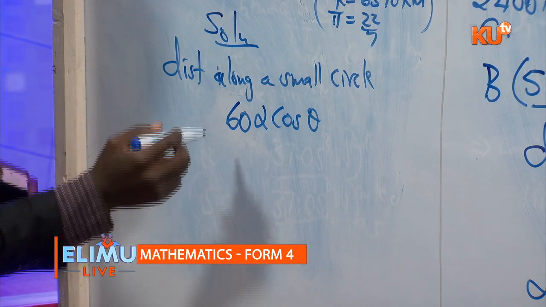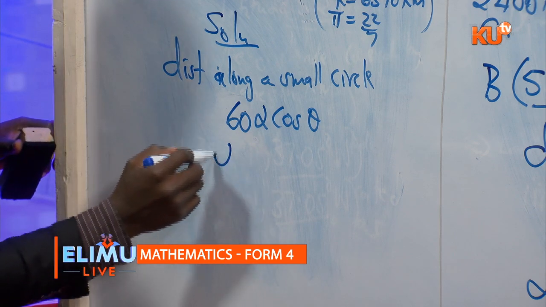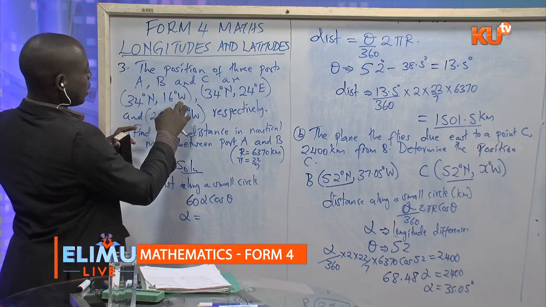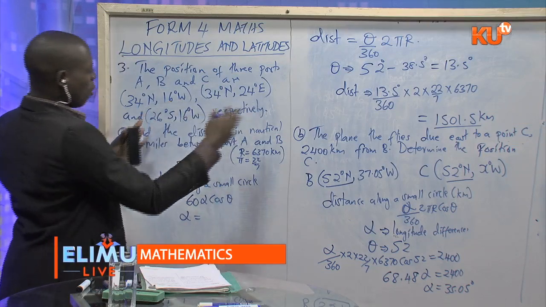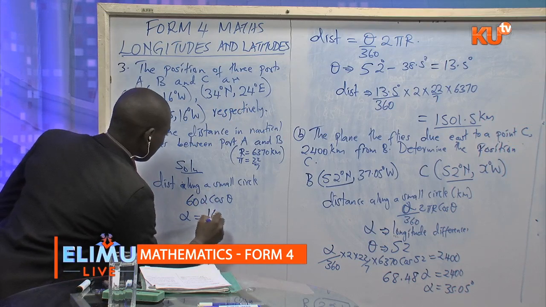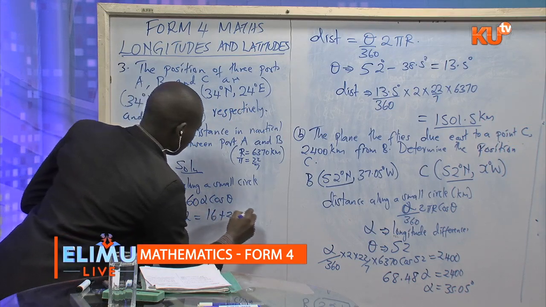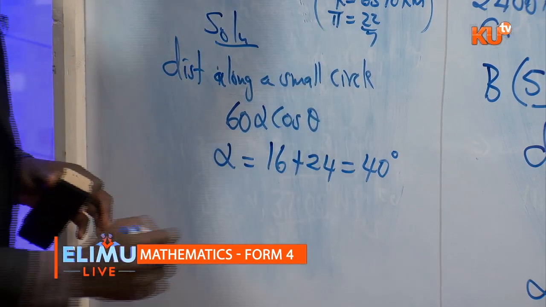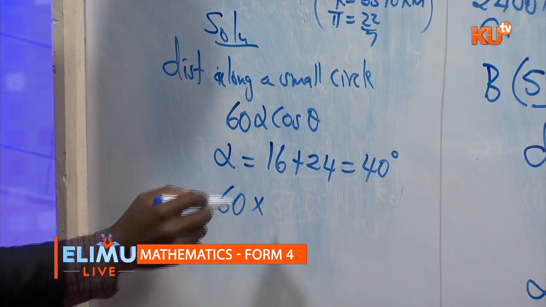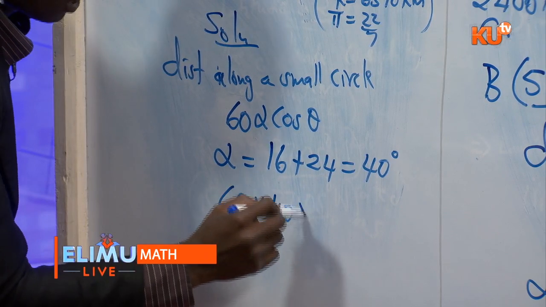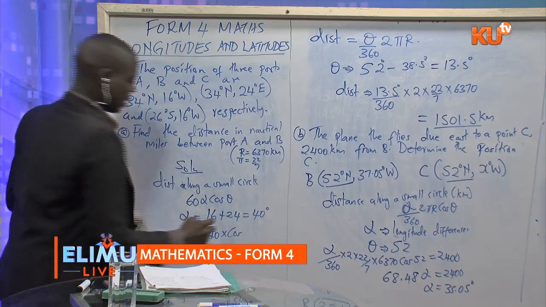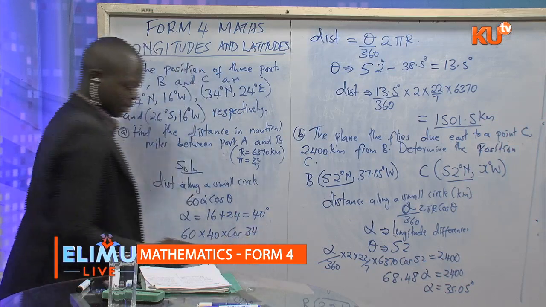And so we'll say, in this case, our alpha, which is the longitude difference, this is 16 west, this is 24 east. They are on the opposite sides of the Greenwich meridian. And so we will add 16 plus 24 to give us 40 degrees. And so our calculation will be 60 times 40 times cos. What is the latitude angle? 34 degrees. Cos 34 degrees.